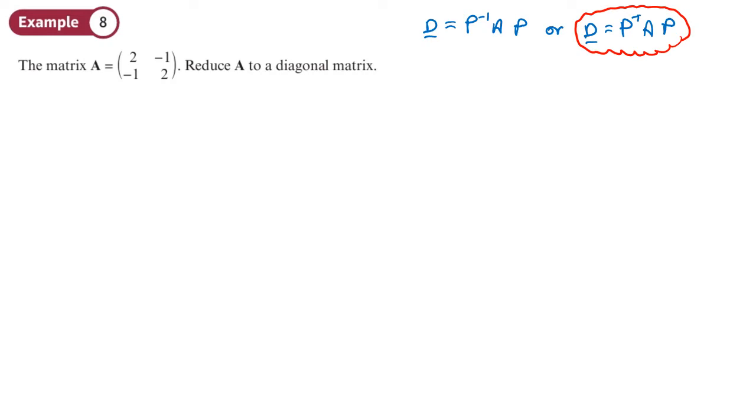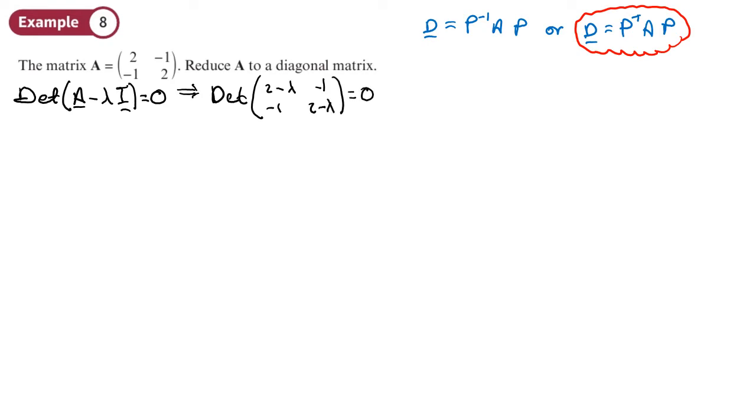So the first thing that we need to do is find the eigenvalues. So that means forming and solving this equation. So we'll just state that. That's the determinant of 2 minus lambda, negative 1, 2 minus lambda equals 0. Let's find the determinant. So that's going to be A times D minus negative 1 times negative 1 equals 0.